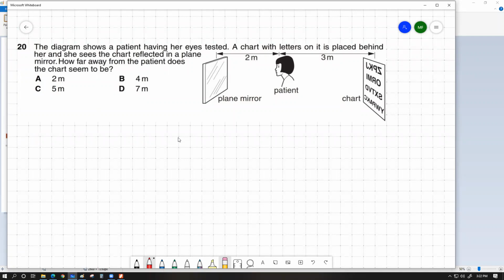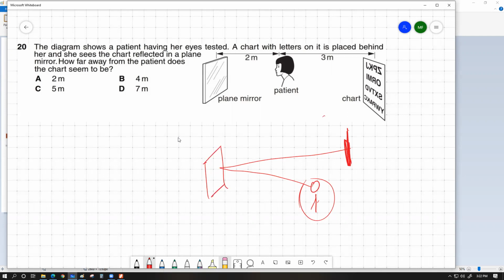Now, for the sake of simplicity, in this case, apparently it is looking as if the person is standing in between the plane mirror and the chart, but that's usually not the actual case for our doctor's chamber. The way it usually works is that if this is the mirror over here, the patient usually sits over here at a bit lower height, and the chart is usually placed somewhere around here, so that there is a bit of an angle, so the person does not block the view of the chart. The question is asking us, how far away from the patient does the chart seem to be?